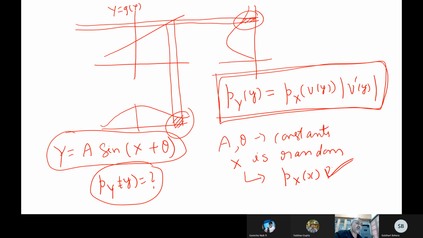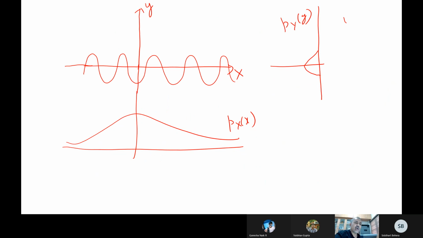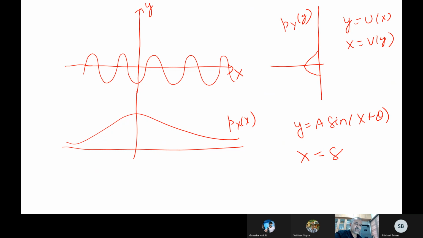We have to find out v of y. We have said y is some u of x, and x is v of y. You have to write the inverse relationship. So y is a sine x plus theta. If we reverse this, x will be sine inverse of y by a, minus theta. So this is our v of y. Now you can substitute in this expression and find out.